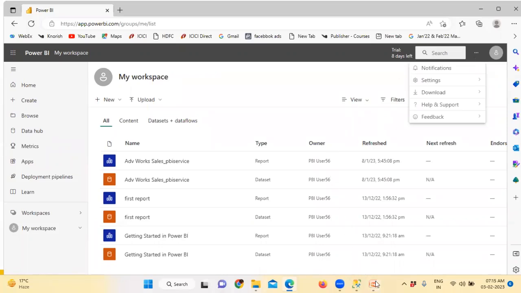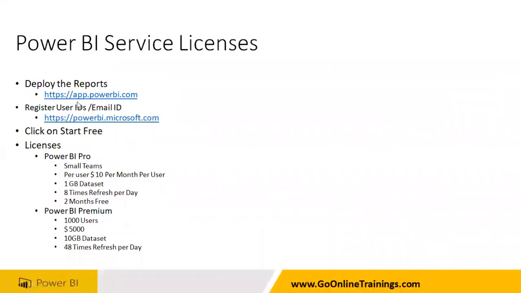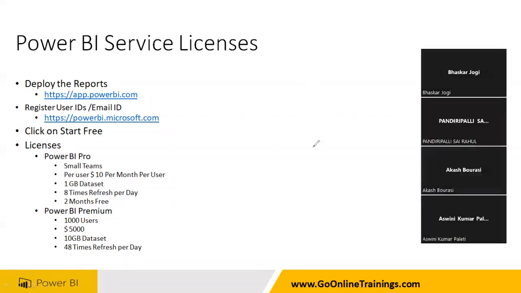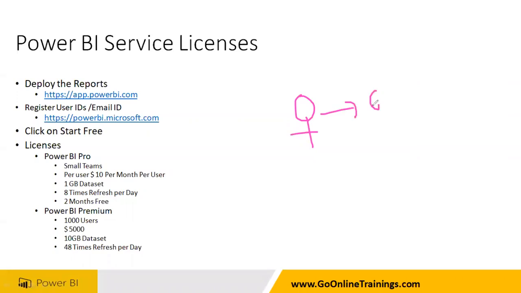There are two types of licenses available. One is called the Power BI Pro license, for small teams, $10 per month per user, and you can only have 1 GB of data. 8 refreshes per day can happen, with 2 months free, right? As soon as you create your user ID, this user can access app.powerbi.com for 60 days for free, if you have a small team, for example, GoOnlineTrainings.